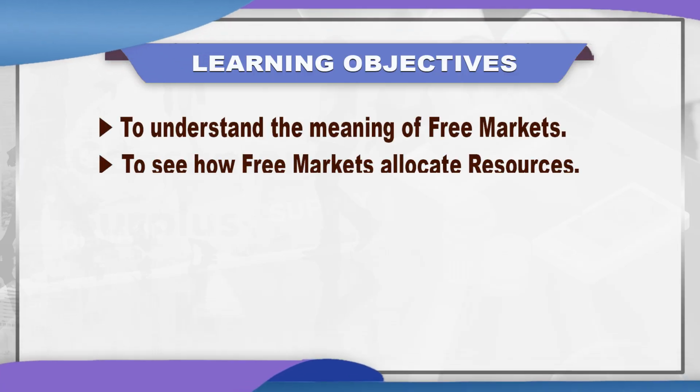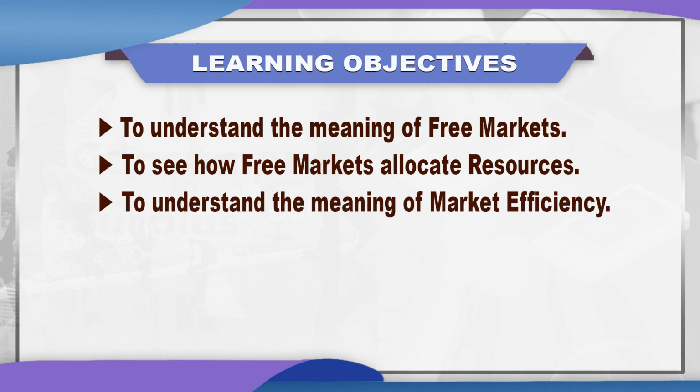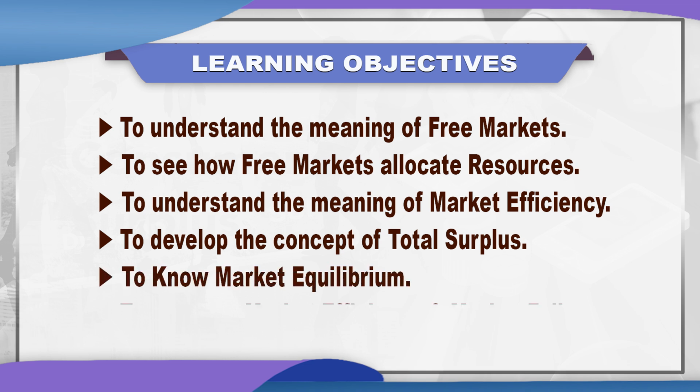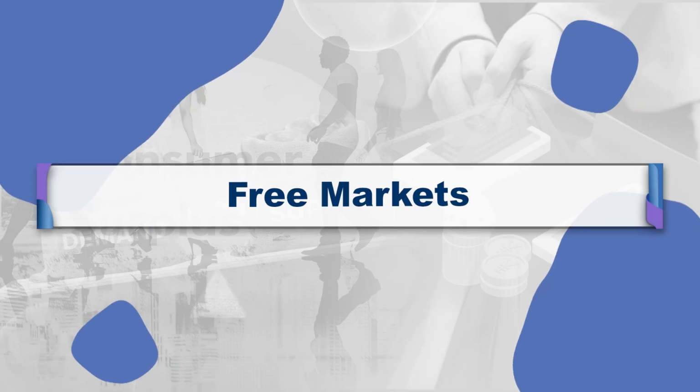We first try to understand the meaning of free markets. Then we look at free market allocation of resources. Then we understand the meaning of market efficiency. Further, we develop the concept of total surplus. We move on to market equilibrium. And finally, we compare market efficiency to market failure. Let us start with free markets.